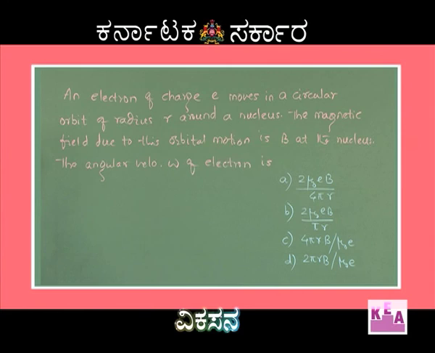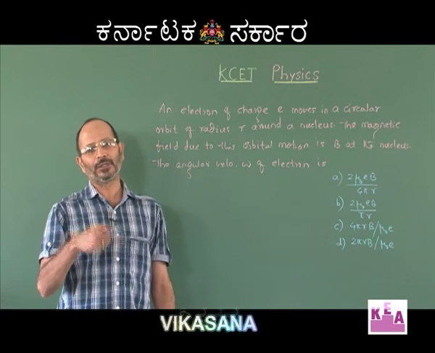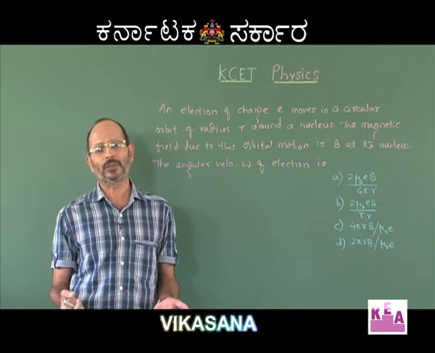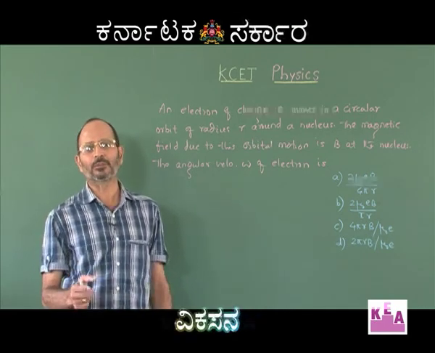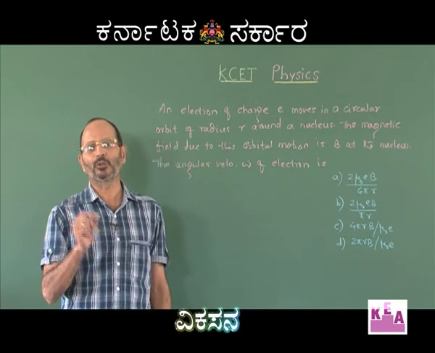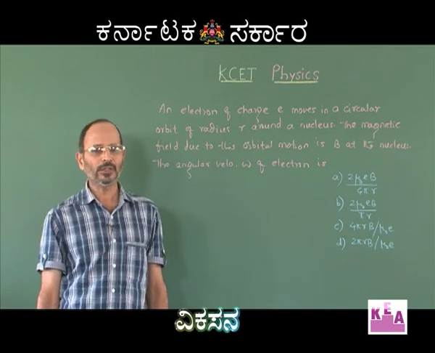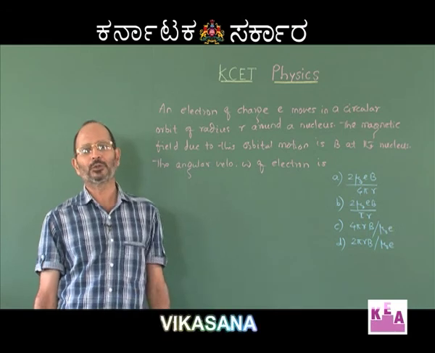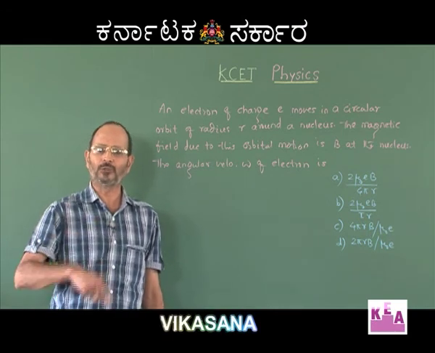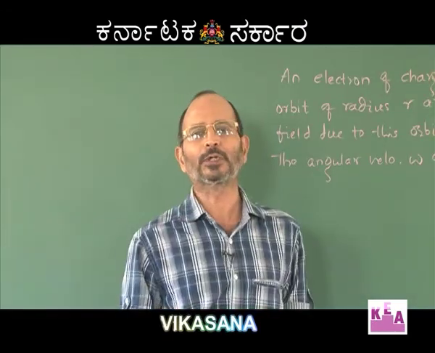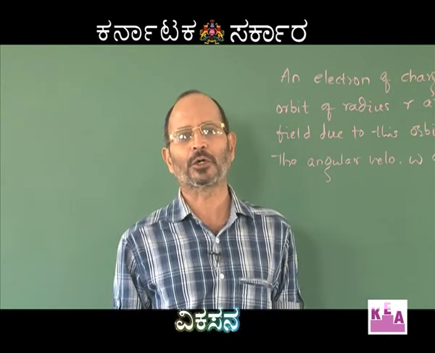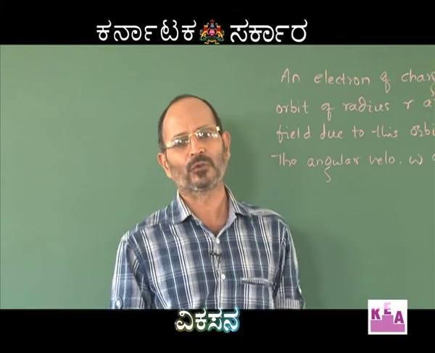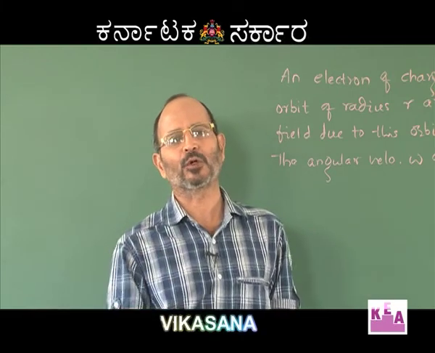Earlier I had told you that whenever you take a current in the form of a circular coil, there is a magnetic field produced at the center of the circular coil, and that is given by mu naught I divided by 2R. Here he has not directly given you the current, instead he says there is an electron which is going around the nucleus. But an electron, being a charged particle, continuously going round in a circular orbit would constitute the current, because current is basically the rate of flow of charge.